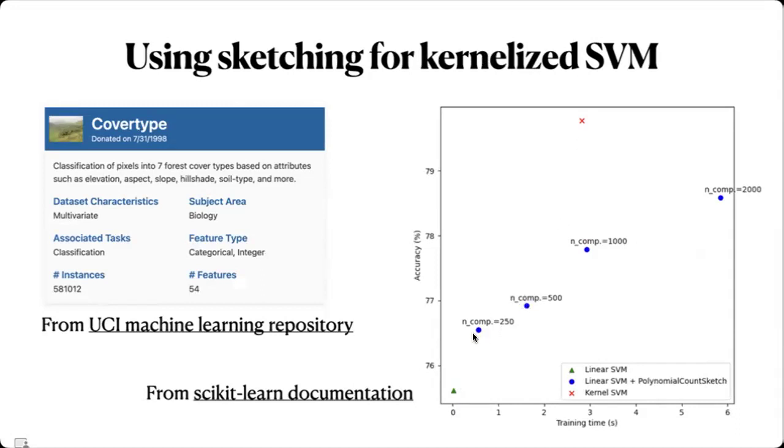And here they have been tried with various sizes. This is the number of dimensions in the vector that represents the approximation. And you can see that the more dimensions you add, the closer you get to the accuracy of the kernel SVM.